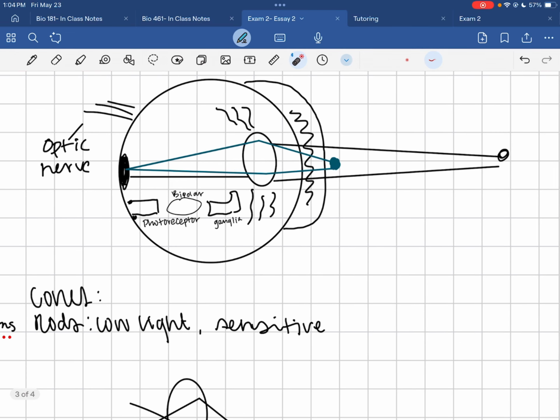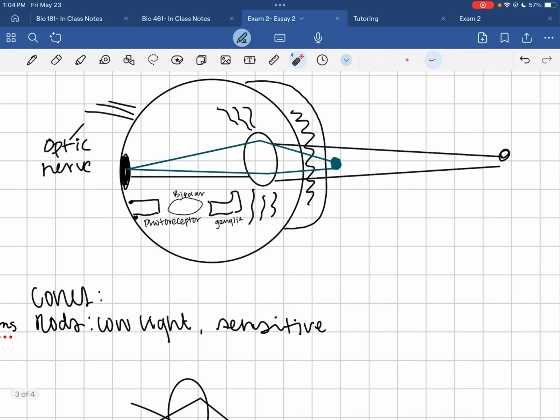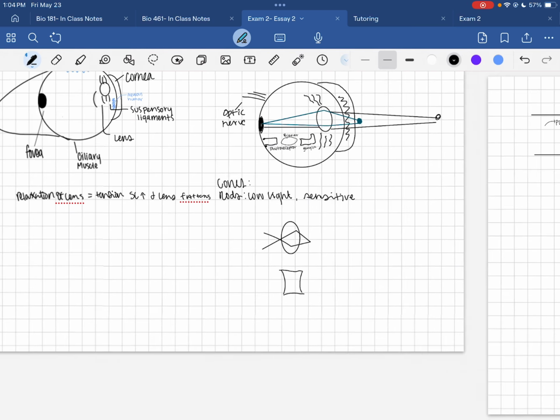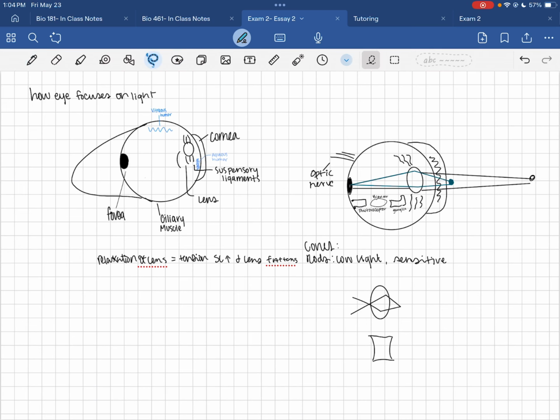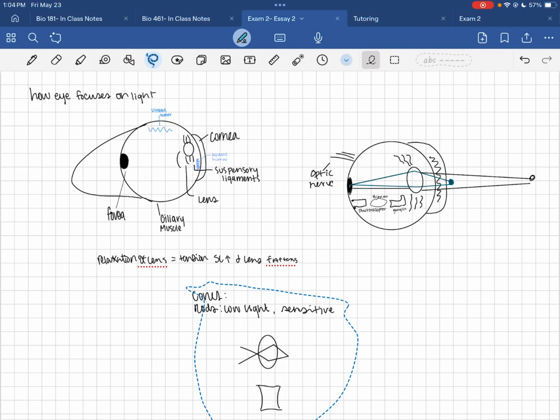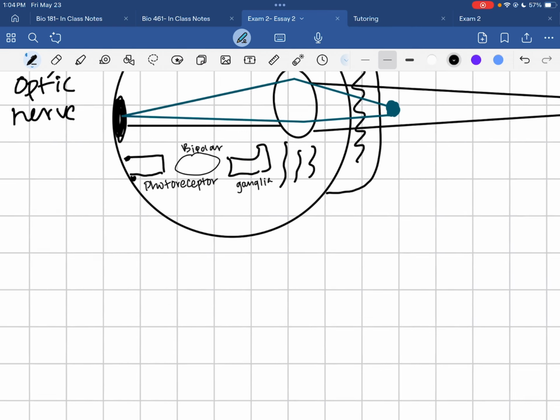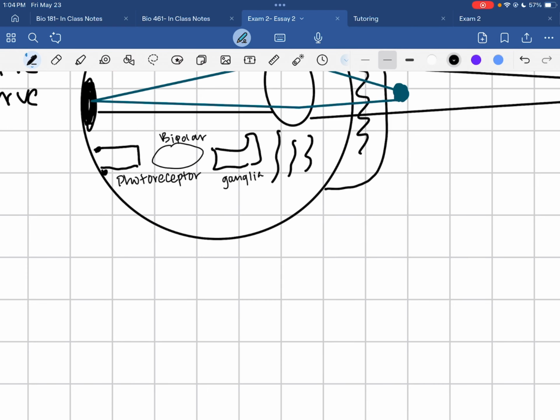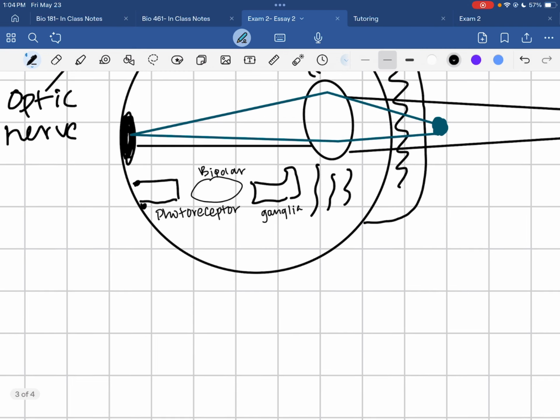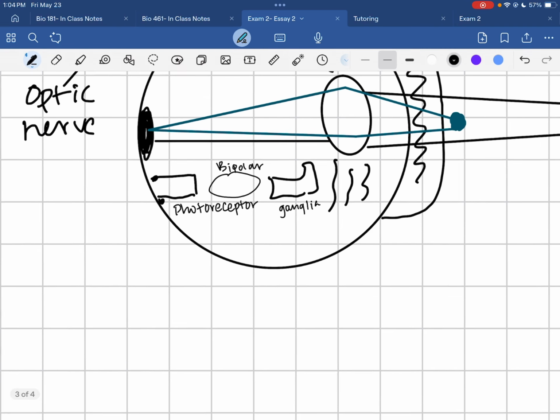And depending on how close the object is, the light will diverge at different angles. Basically, the closer the object is, the more light has to diverge and it has to be refracted to focus. The cornea is required for most of the bending, and that can't be adjusted.